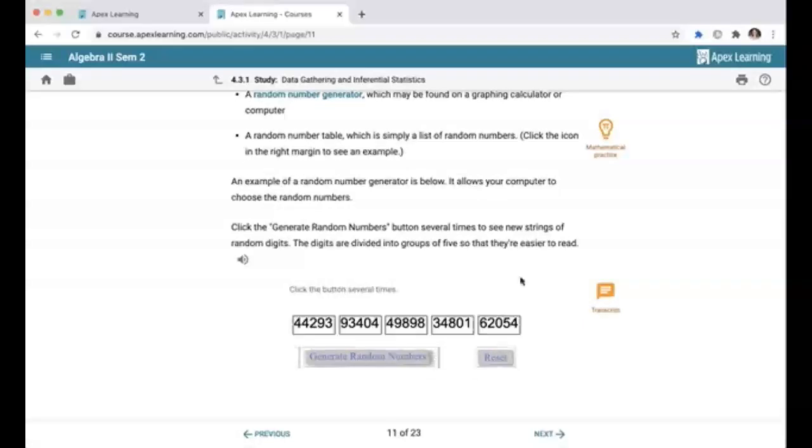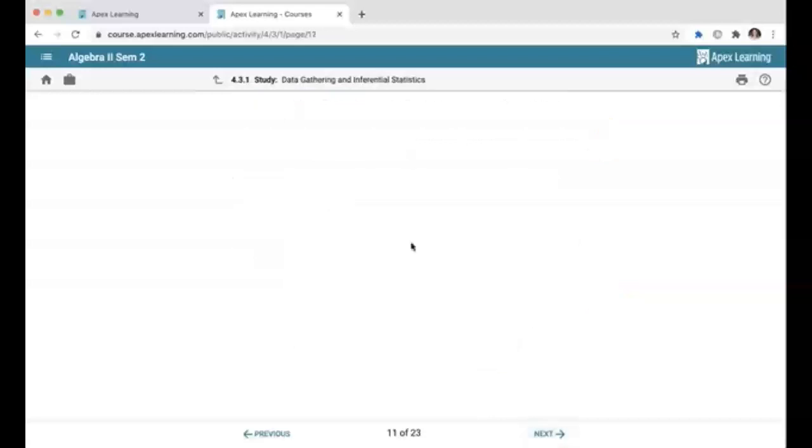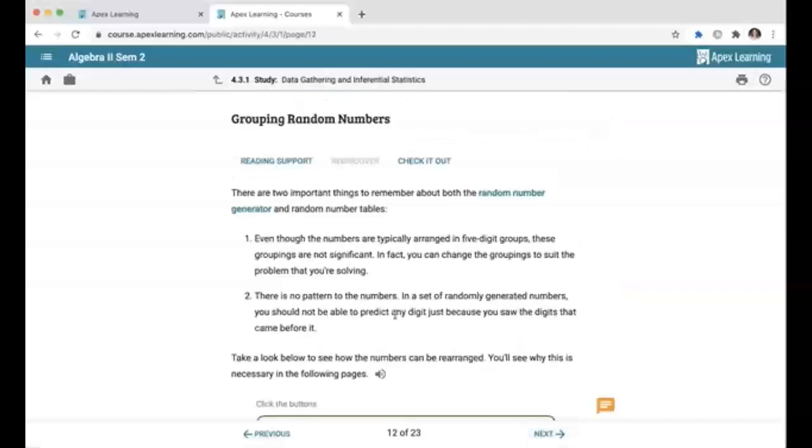But there are a lot of different random number generators. They could be from 0 to 100. They could be from 0 to 5. It all just depends on the parameters that are set here. But that's an example of a random number generator.